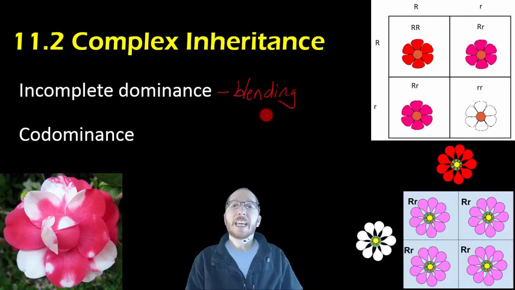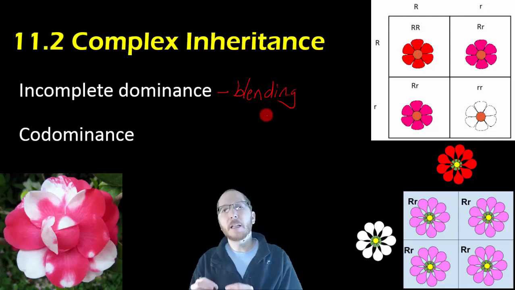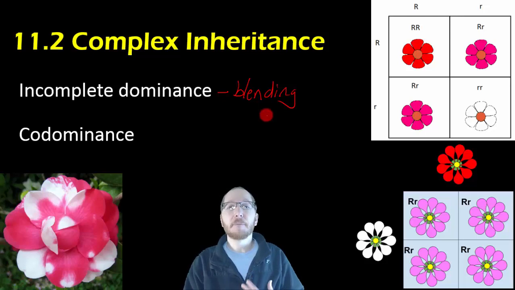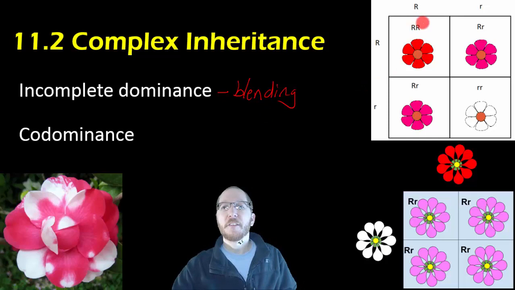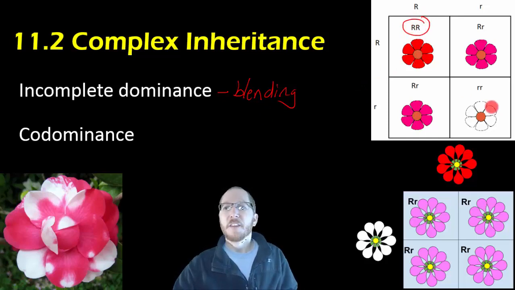So if you were to take a white allele and a black allele, you would expect to get a phenotype that's in between, gray. Now we can see this illustrated over here where if you are homozygous dominant, big R, it's a red flower. If you're homozygous recessive, little r, it's a white flower. But if it's a heterozygote, it's going to be pink.